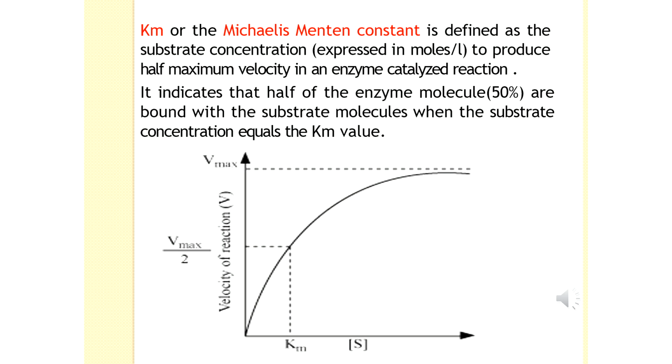So Km, or the Michaelis-Menten constant, is defined as the substrate concentration, expressed in moles per liter, that produces half maximum velocity in an enzyme catalyzed reaction. It indicates that half of the enzyme molecules, that means 50% of the enzyme molecules, are bound with the substrate molecules when the substrate concentration equals the Km value.